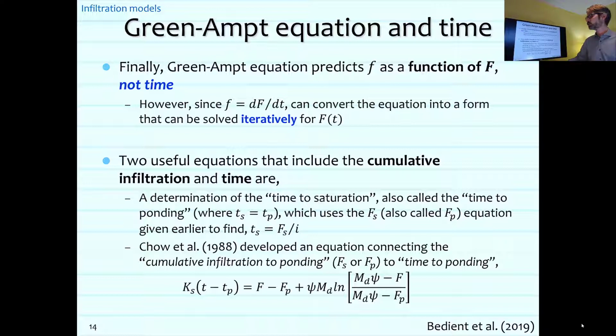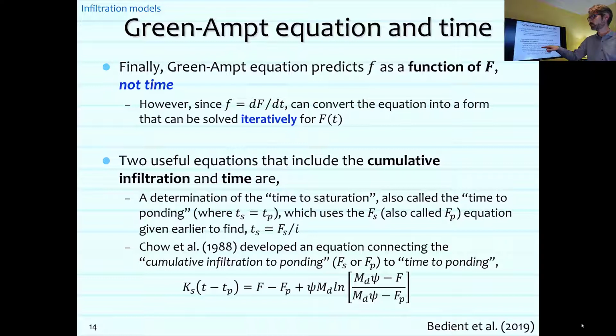There are two useful equations that include this cumulative infiltration and time. The first point is that a determination of the time to saturation is also called the time to ponding. You'll see it as Ts or Tp, which uses the capital Fs or Fp equation given earlier, to find Ts is equal to Fs over I.